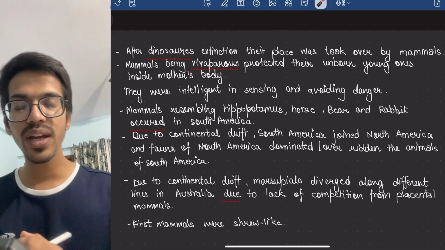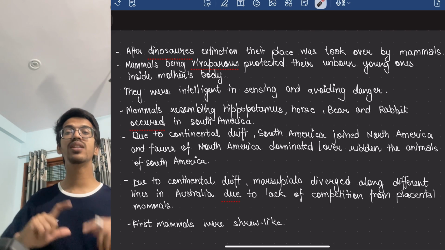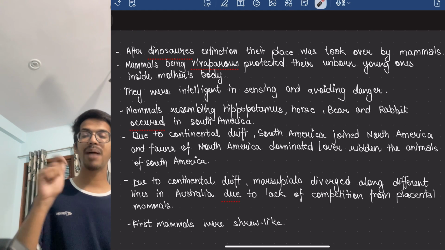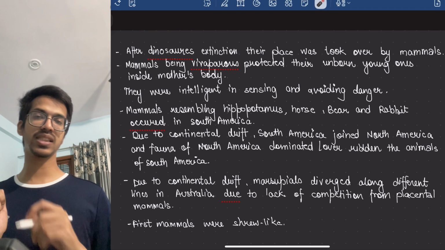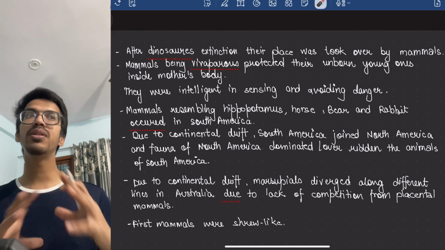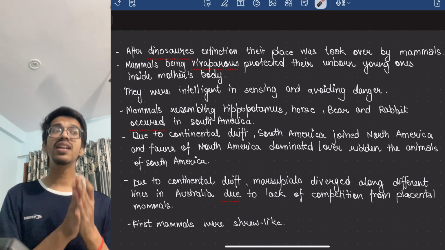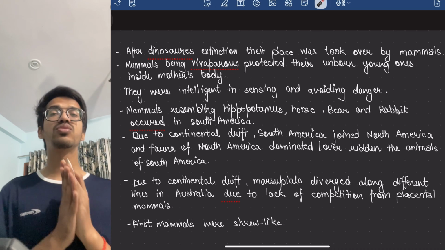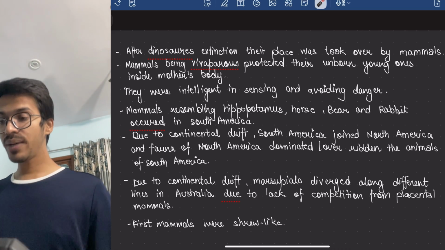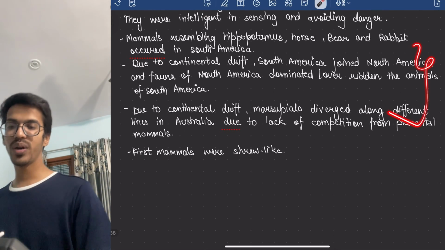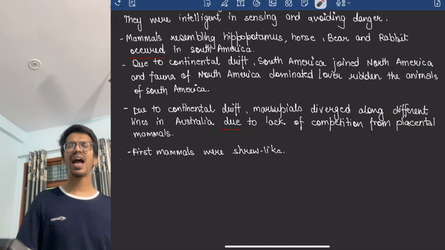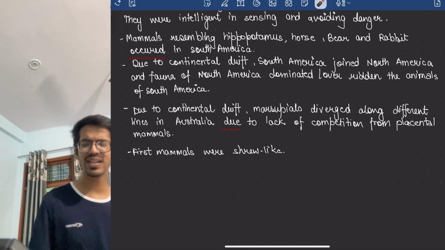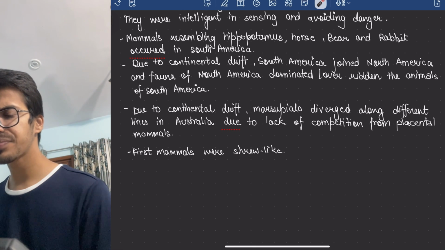The same happened everywhere, but there are certain places where this didn't take place because there was no connection between the placental mammals' area and the marsupials, which leads to marsupials being able to diversify and evolve in a different lineage by themselves. And that is what is seen in the case of Australia. So those things have been told to you here, which we will be learning slowly. And if someone asks how the first mammal looked like, they were very small mammals, like a rat kind of thing.